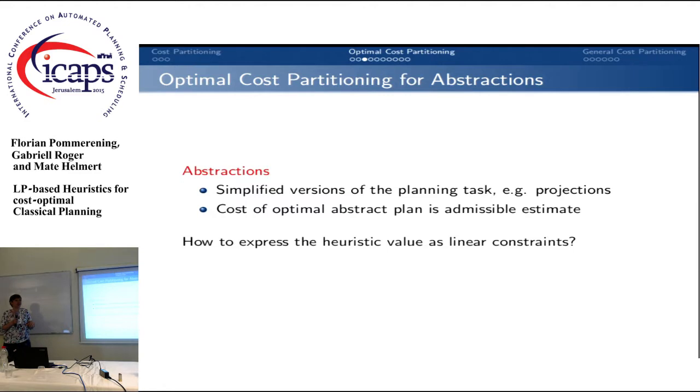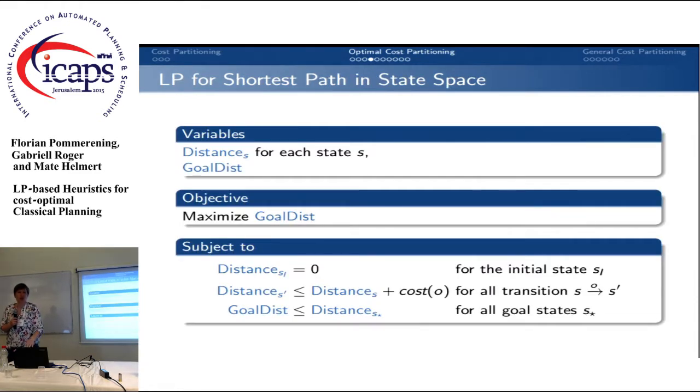And the important thing is that the cost of an optimal abstract plan is the admissible estimate of this abstraction heuristic. So if we want to express the heuristic value as a linear constraint, we need to formulate the cost of optimal abstract plans. And this is a solved problem, because it's just the shortest path problem in the abstract transition system, where we really talk about individual abstract states and individual transitions.